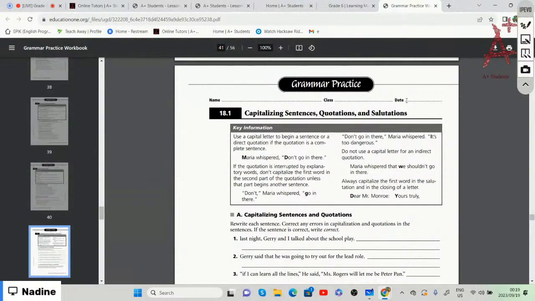So we're going to find out what salutations are. When it comes to capitalizing sentences, we use a capital letter to begin a sentence or a direct quote if the quotation is a complete sentence. So only if the quotation is a complete sentence, then we use the first word of the quotation in capital letters.